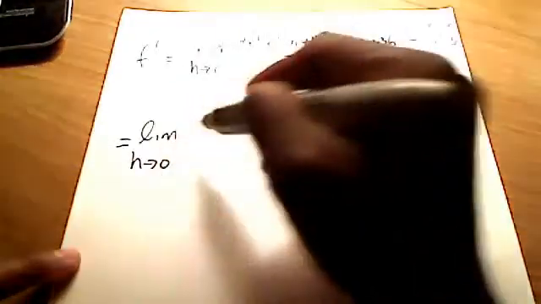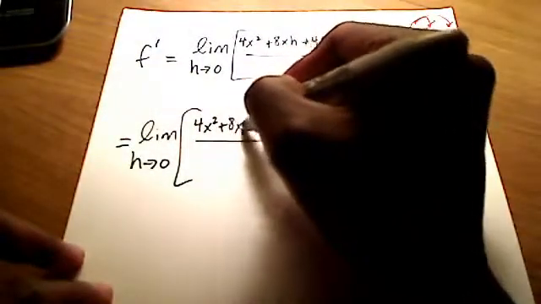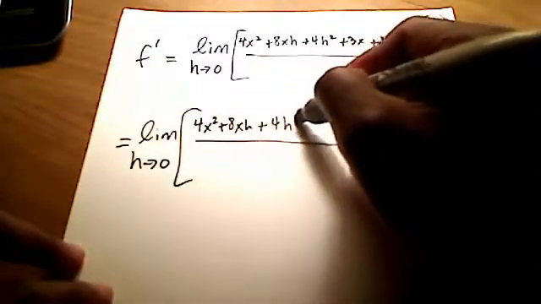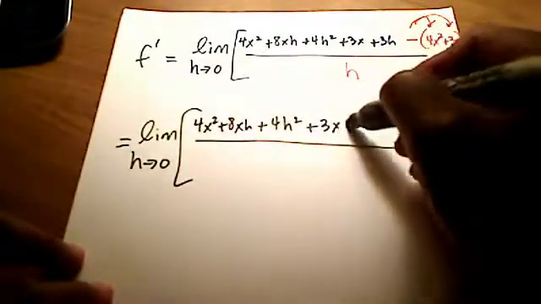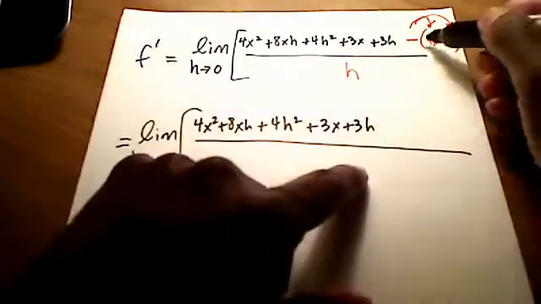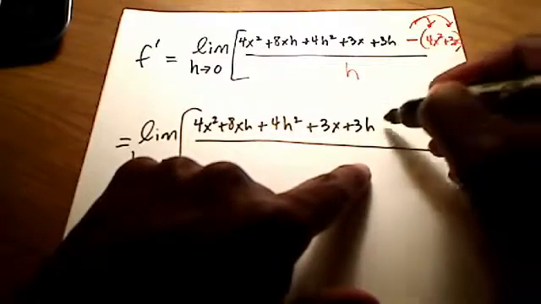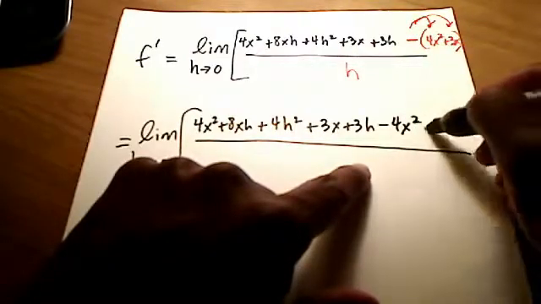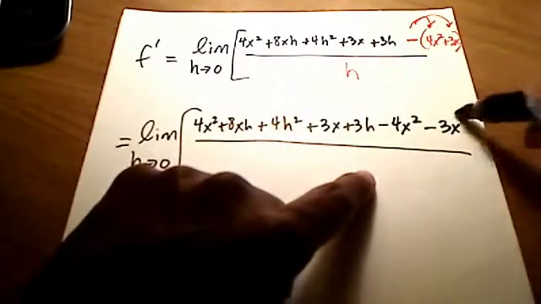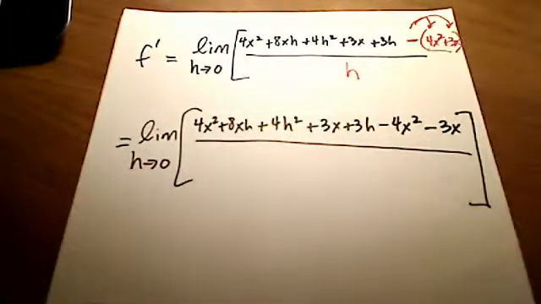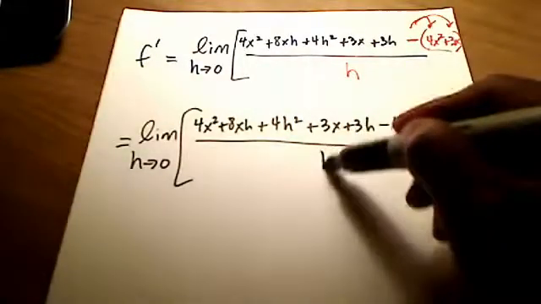Well, let's work this out a little bit more here. I've got my limit as h approaches 0. And inside here, I hope you see, I have 4x squared plus 8xh plus 4h squared plus 3x plus 3h. And here's where I get to distribute the negative now. Minus 4x squared minus 3x, because that minus now gets applied to both of those terms. Very, very important. All over h.